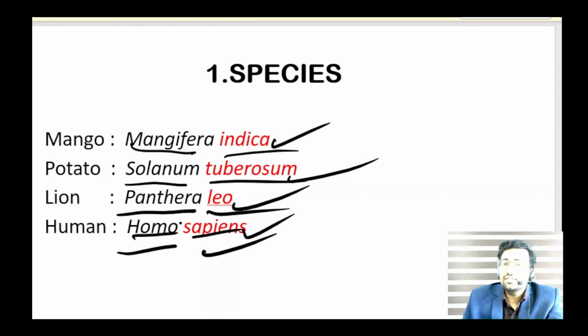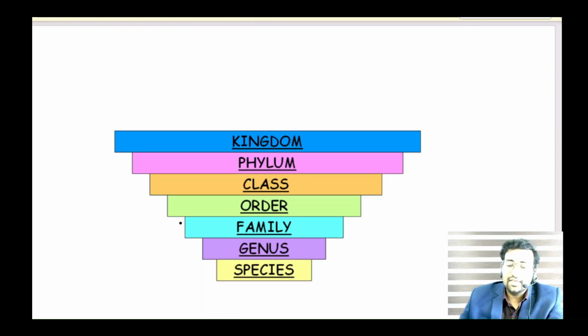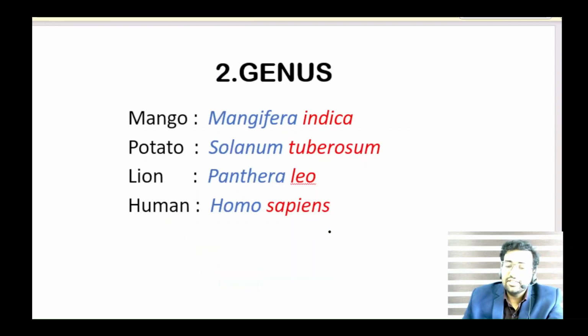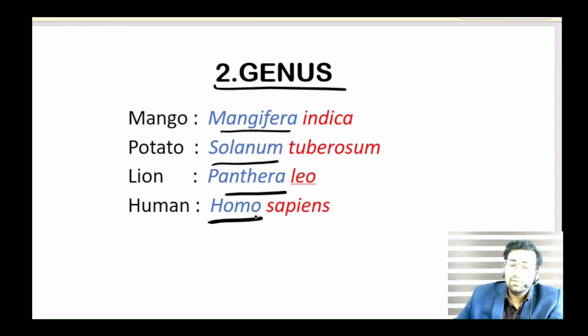So what is the difference between genus and species? Species are the common organisms having similar appearance, and they mate with each other, reproduce sexually and produce progeny. Whereas a genus is a group of species having similar characters. For example, in Mangifera indica, Mangifera is a genus. Solanum is a genus, Panthera is a genus, Homo is a genus.